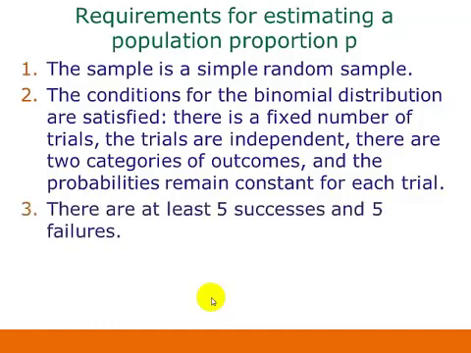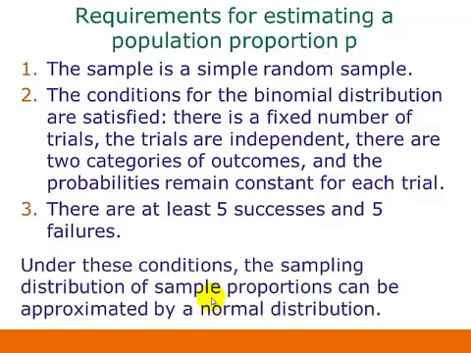Third requirement is that there need to be at least 5 successes and 5 failures in our sample. Under these conditions, the sampling distribution of sample proportions can be approximated by a normal distribution.